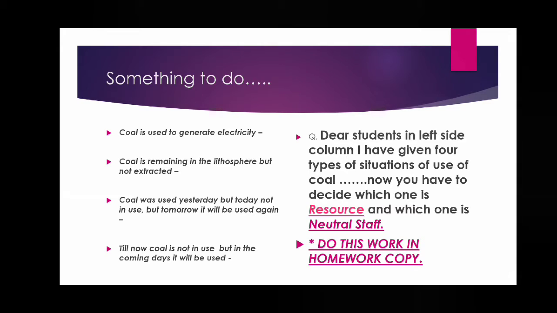Till now not extracted. We know in this lithosphere coal is present. In this area coal is available but we have not started to extract it. This coal is called what? It is called neutral stuff. Why is it called neutral stuff? Because it is not in use. We have not started to use it to satisfy our needs. It is remaining as usual. Where? In the lithosphere. It has no function till now. That's why it is called neutral stuff.